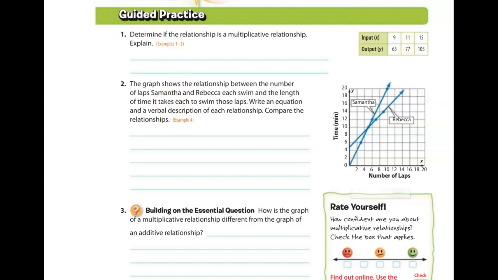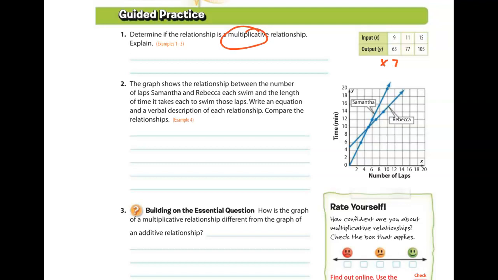Okay, very good. If you said multiplicative, you are correct. So if you look at 9 and 63, multiplying 9 by 7 will get you 63. Also, multiplying 11 by 7 will get you 77. And the same thing is true for 15, because 7 times 10 is 70, 7 times 5 is 35, 70 plus 35 is 105. So this is a multiplicative relationship. And I just explained why.